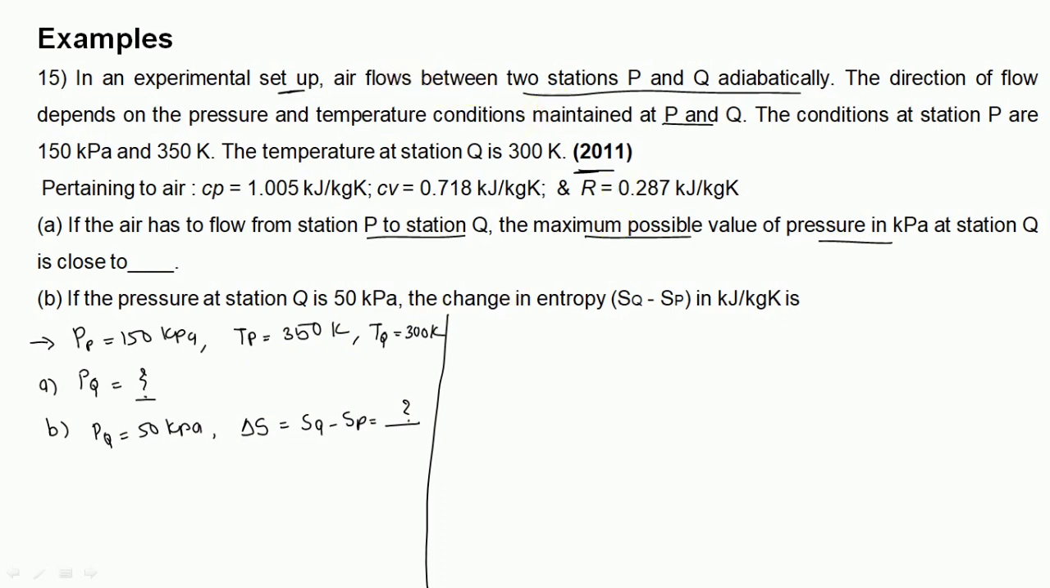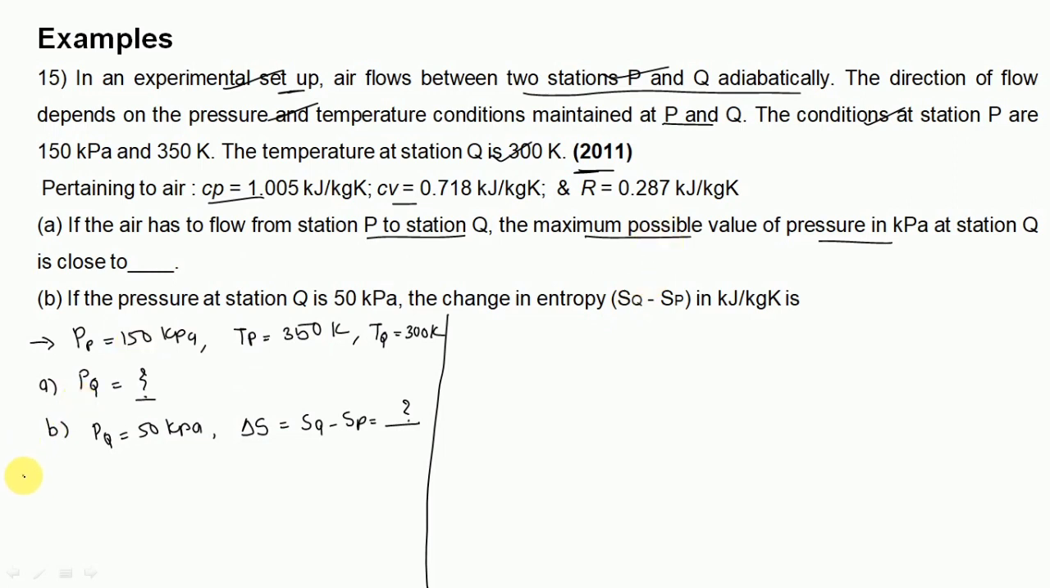Here we have to read the given data more carefully. In the experimental setup, flow is given from P to Q. The direction of flow depends on the pressure and temperature conditions. The temperature and pressure at P are given, 150 kilopascal and 350 Kelvin, the temperature at Q is given, and the properties of air are given. If the air flows from P to Q, we need to find the maximum possible value of pressure PQ, and if the PQ value is given, we need to find the entropy.